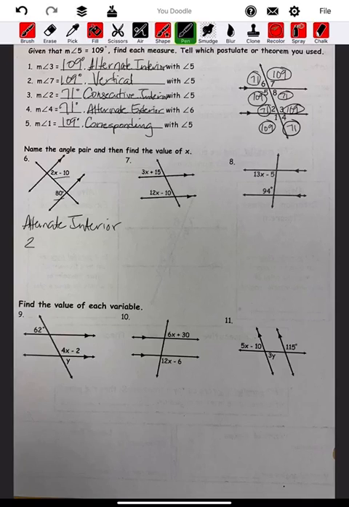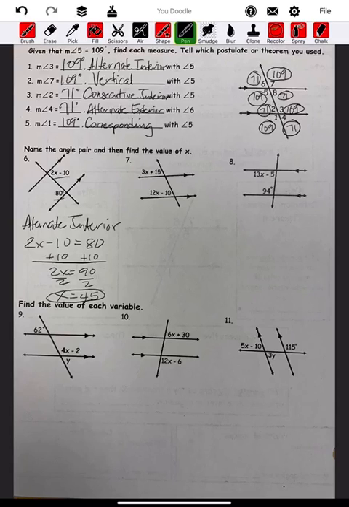So we're going to say 2x minus 10 equals 80. And then we just solve for x, because that's what it asks us to do. So we're going to add 10 to both sides and get 2x equals 90. Divide by 2 on both sides and get x equals 45. Okay? So that's what you should put.